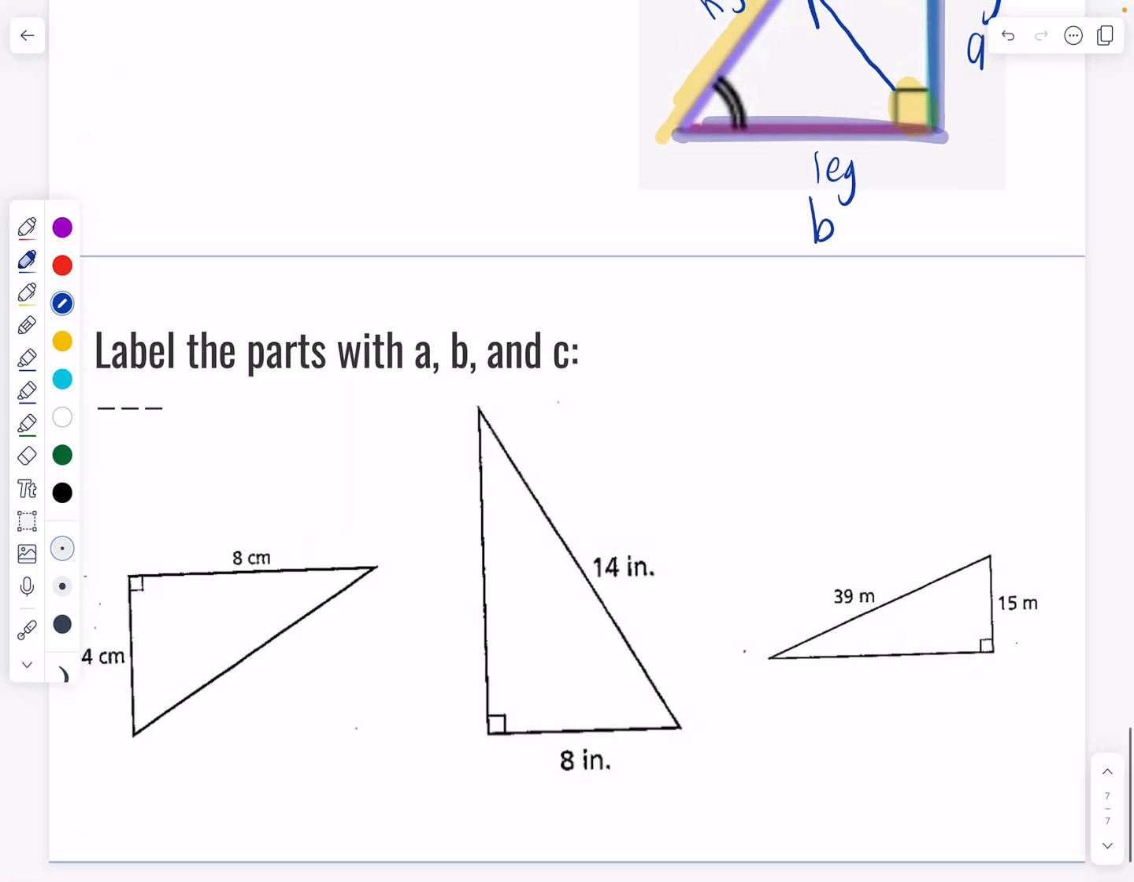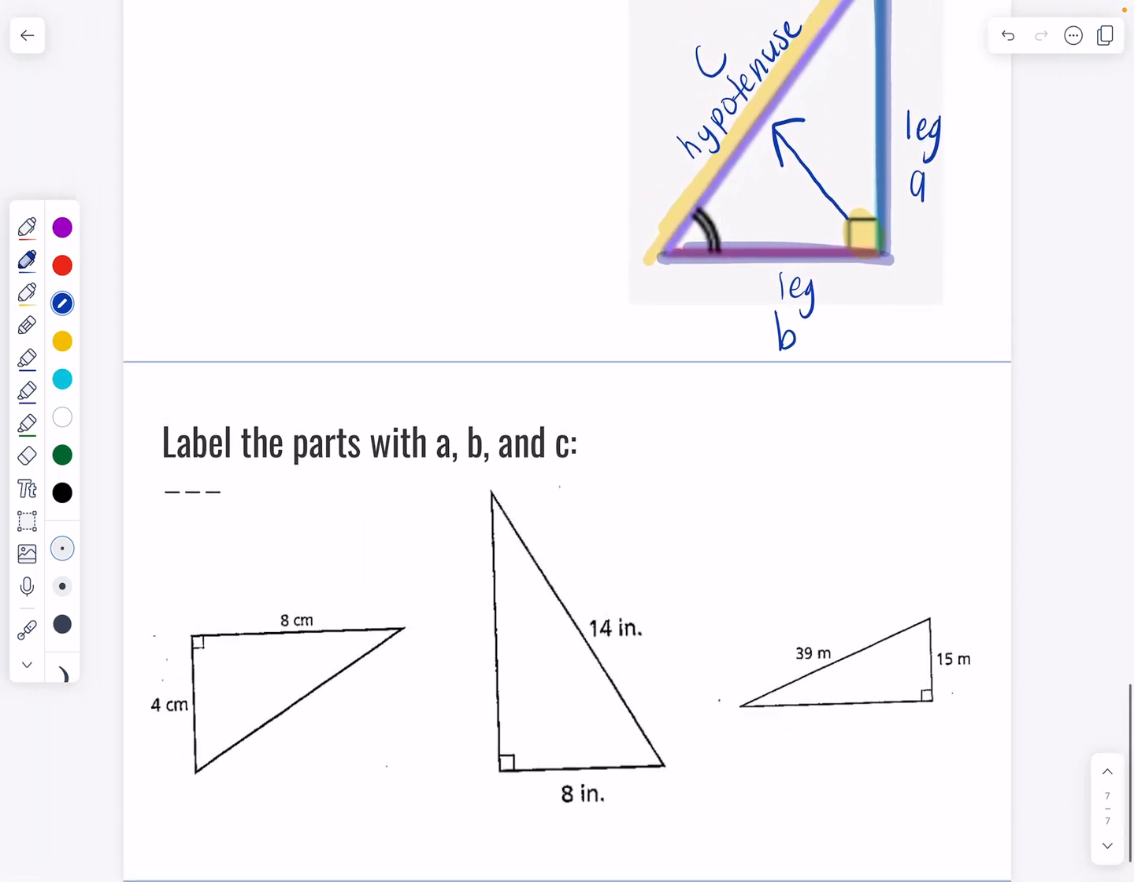So now we're going to start labeling different triangles with parts A, B, and C. So the first thing that I like to do is find the right angle every time. Because if you can find the right angle, the hypotenuse is going to be across from the right angle. So this part, the longest side, is going to be C. And then this part, the longest side, is going to be C. So the hypotenuse is always opposite the right angle.